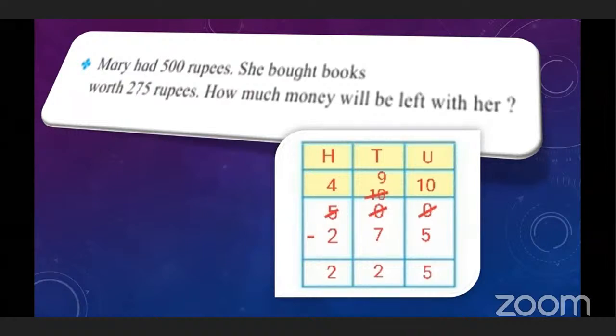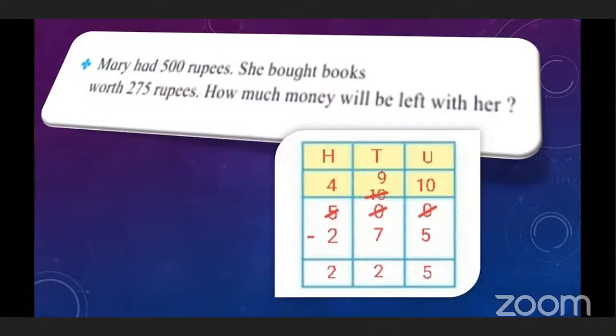Here which information is given? Mary had 500 rupees and she bought books worth 275 rupees. Means she spent 275 rupees on books. Now what we have to find out is how much money will be left with her. I will read this question again for you. While reading, you should be careful. After that only you can solve such kind of word problem very easily.